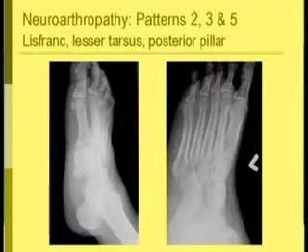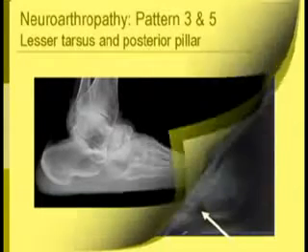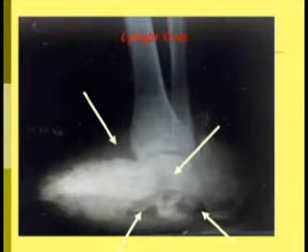Patterns 2, 3, and 5 in combination, where Lisfranc, lesser tarsus, and posterior pillar are all affected in the same patient. And here's another example of pattern 3 and 5 with involvement of lesser tarsus and posterior pillar at the same time. This is another grossly deformed foot with pattern 4 or descent of the talus, and you can see it coming right down over here.